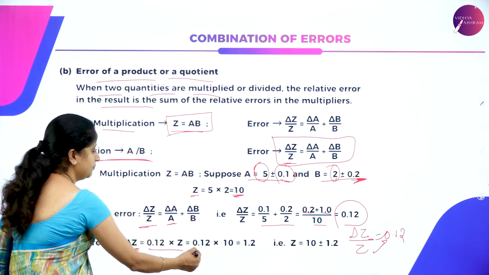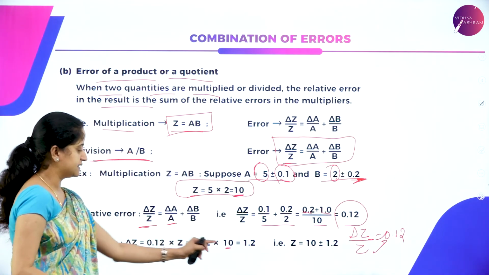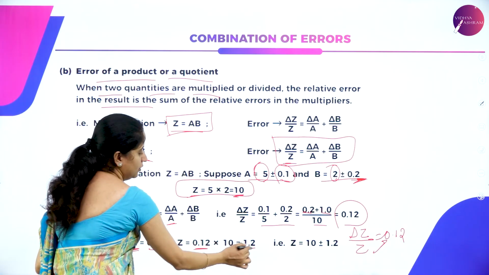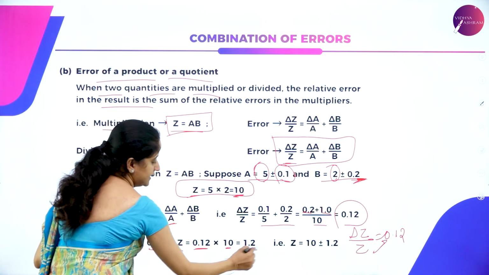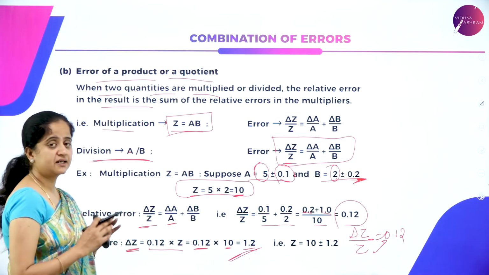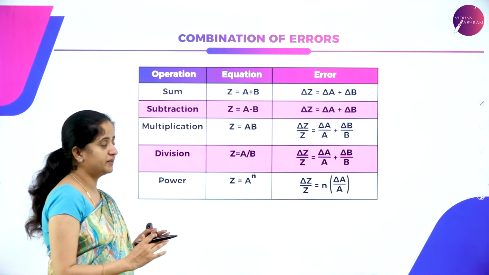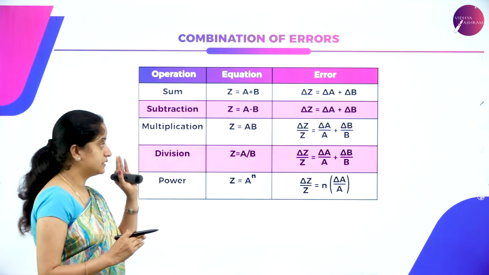So 0.12 into the value of Z, which is calculated already as 10, gives you 1.2. And this is the absolute error present when the two quantities are multiplied. So now let us see all these combinations and equations together.